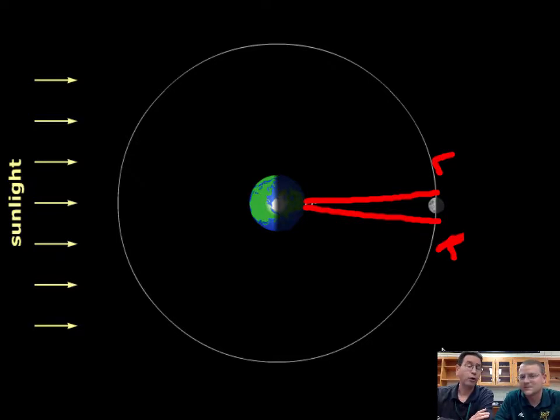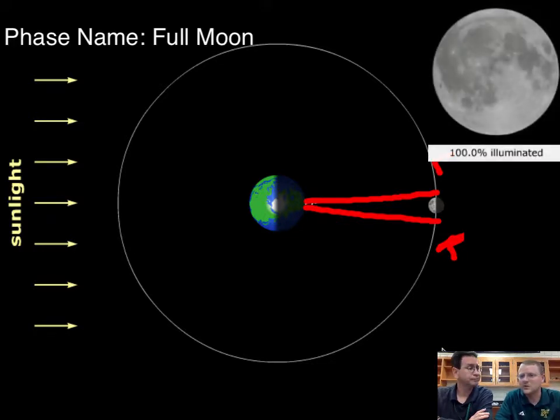Well, to me, that means that the whole moon is illuminated. So if the whole moon's illuminated, we call this a full moon. And that's why you can see it says 100% illumination.